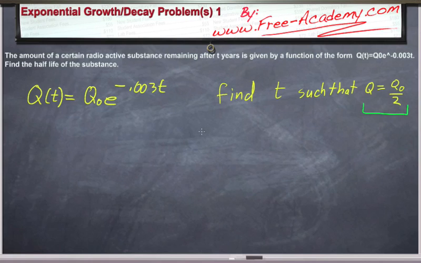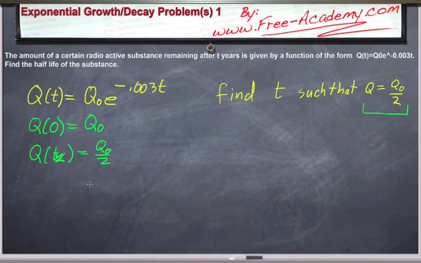But basically, we're trying to find t such that q of t is equal to q naught over 2. If t was equal to 0, we'd have e to the 0, which is equal to 1. So q of 0 equals q naught times 1, which is q naught. So we're trying to find q of t, which we'll take as 1/2 for a half-life, equal to q naught over 2.